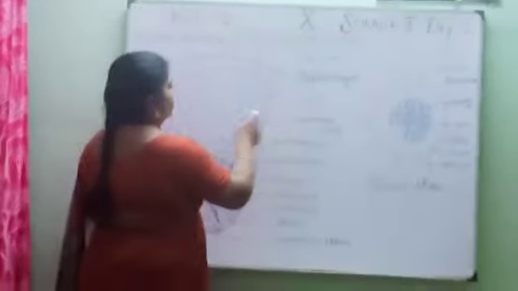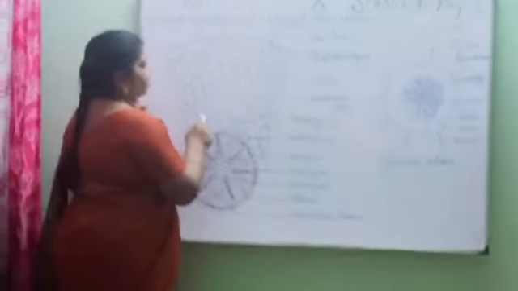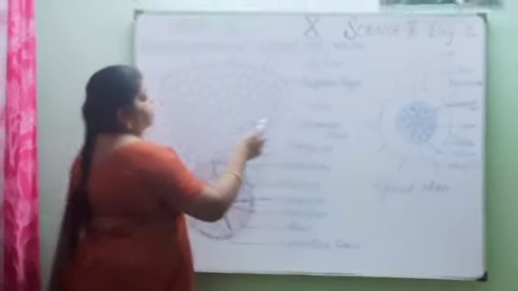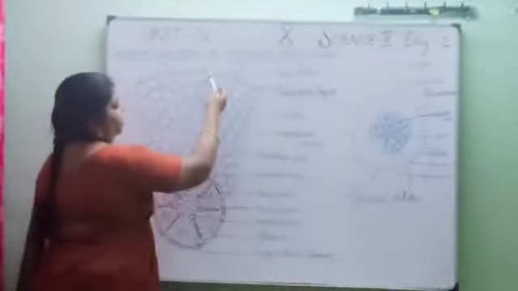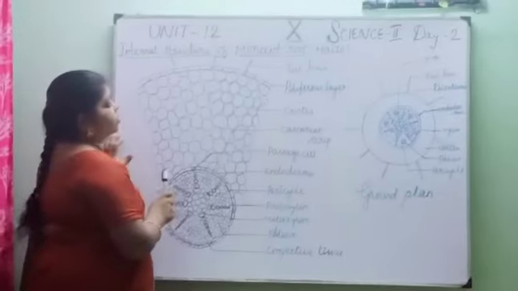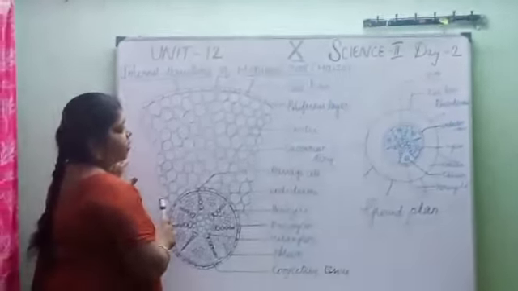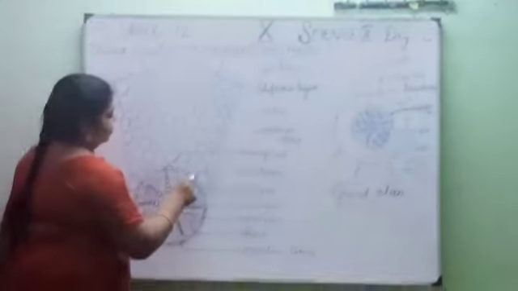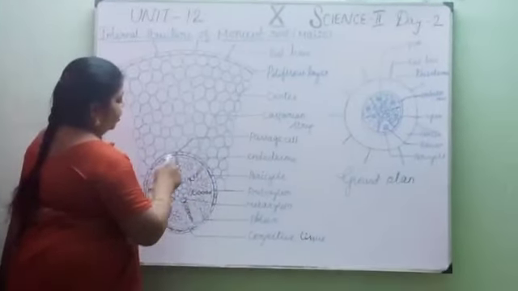Next, cortex. It is made up of thin-walled parenchymatous tissue with intercellular spaces. The cortex is present in between the rhizodermis and the endodermis. The main function of cortex is to store food and water. Next, endodermis: the innermost layer of the cortex is called endodermis.